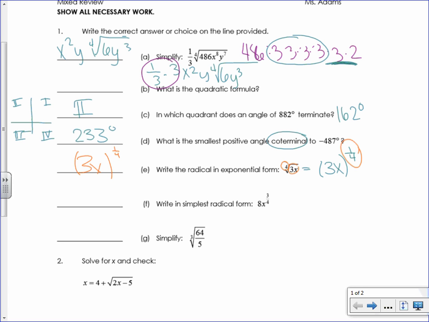For F, here they give us the fraction and we need to knock it over. Okay, so the 8 does not have the exponent, so the 8 stays 8. And then when you knock that fractional exponent over, the 3 falls on the inside and the 4 stays on the outside. So this is 8 times the 4th root of x cubed.